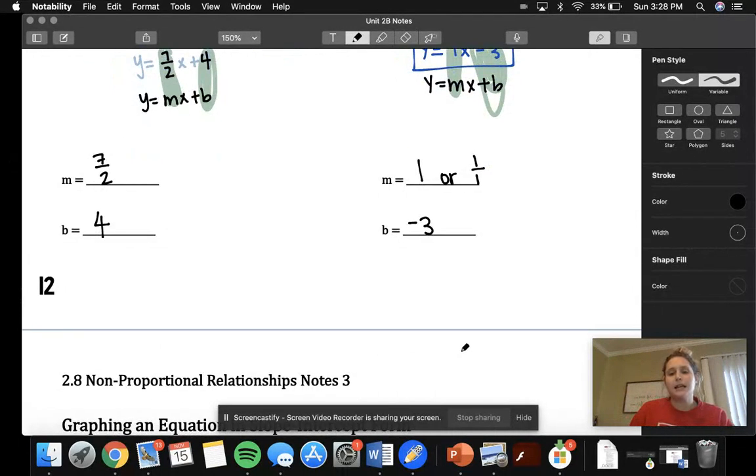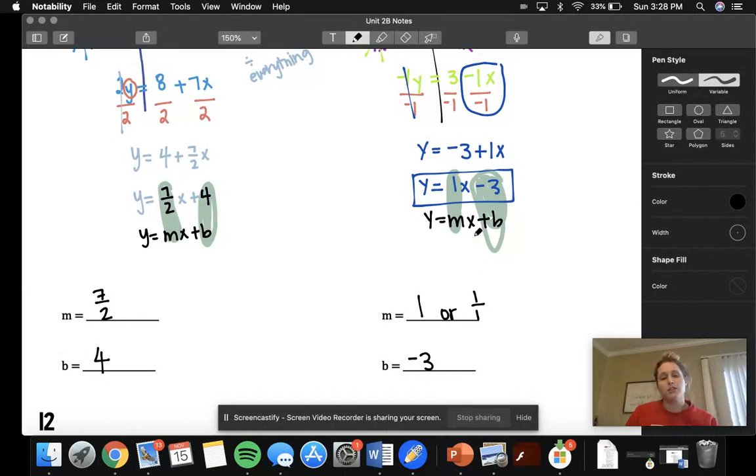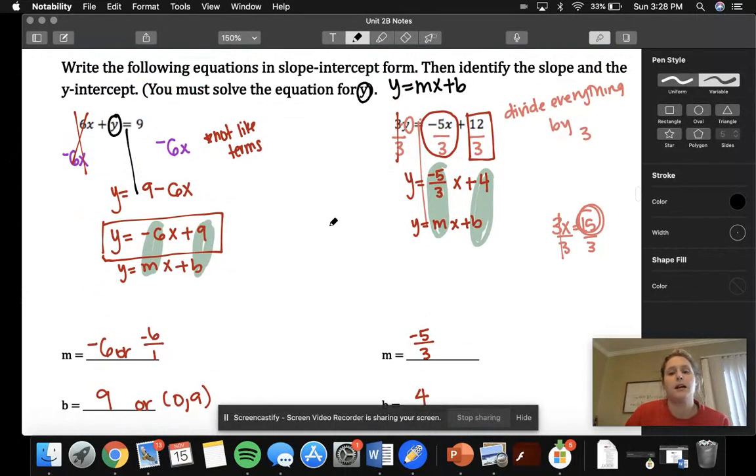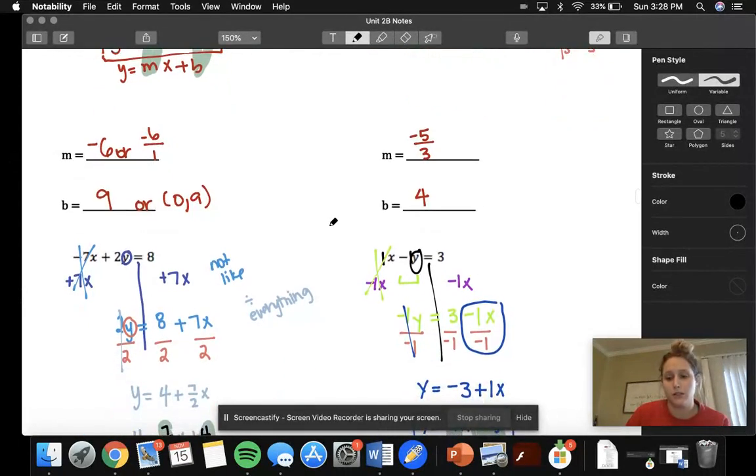For today, I want you guys to go to Delta Math. There are 7 questions that are just like these, where you are isolating the y and solving it and rearranging it.